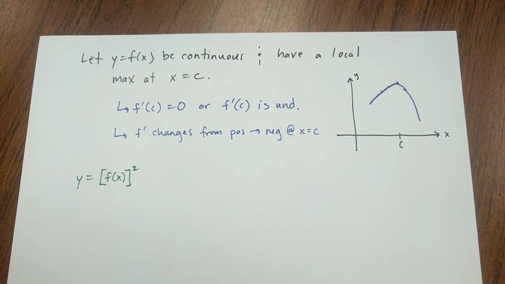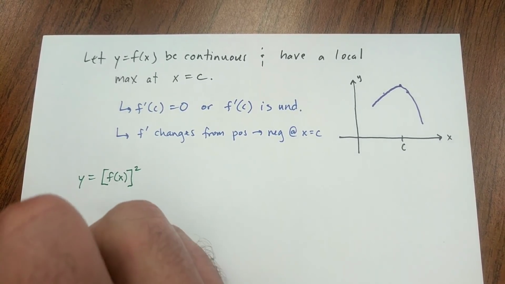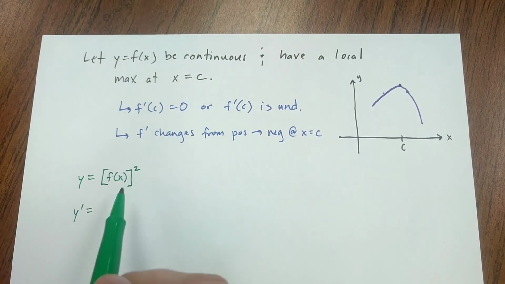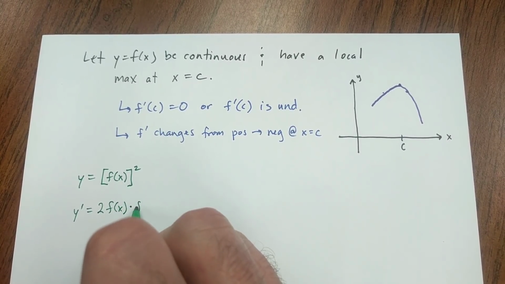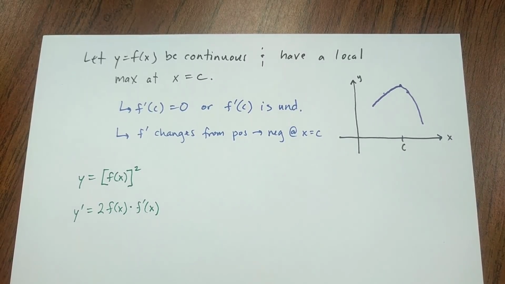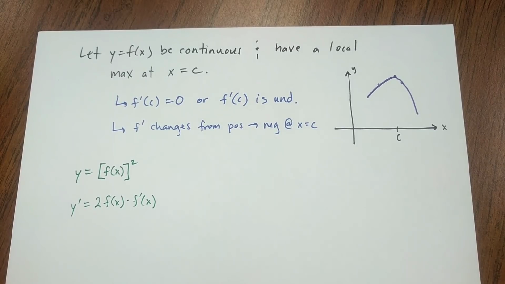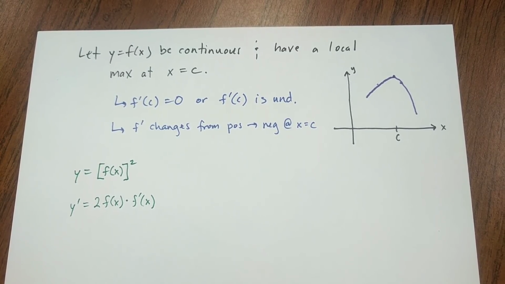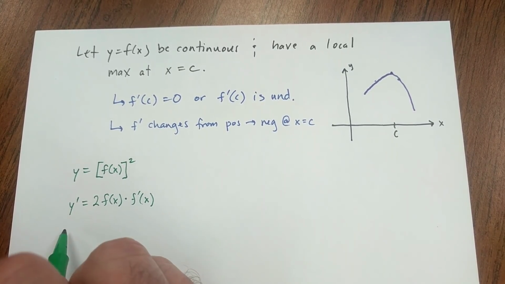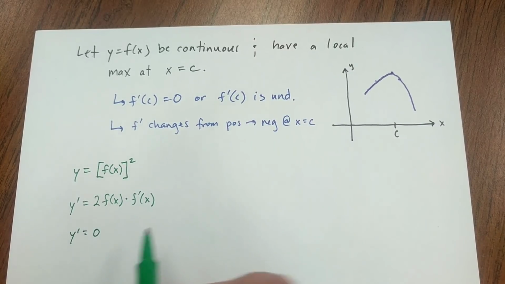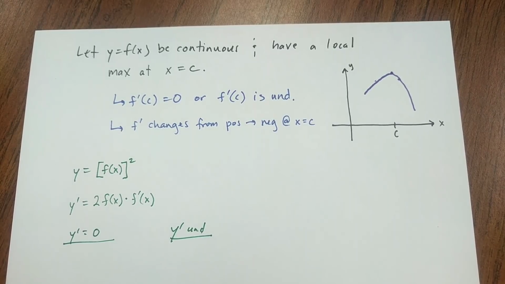So we want to figure out where this thing has local maxes and mins, so we are going to take the derivative of it. So y prime, and I'm going to use the power rule, so 2 times f of x, and then the chain rule, because f is a function of x, times the derivative of the inside function. In our usual maneuvers, when we want to figure out local maxes and mins, we ask: where is y prime equal to 0, or where is y prime undefined? Those are the two ideas.